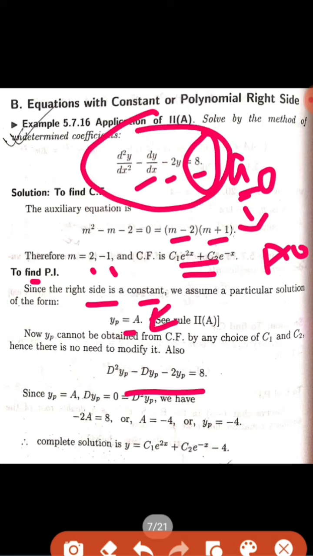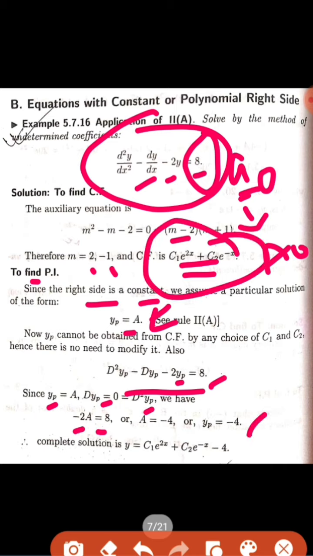You have, for the constant, the derivative dYP is 0, d square YP is also 0, so you have only this: minus 2a equals to 8. So you have the value of a is minus 4, so YP equals to minus 4. Combining with CF plus YP, you have the main value.